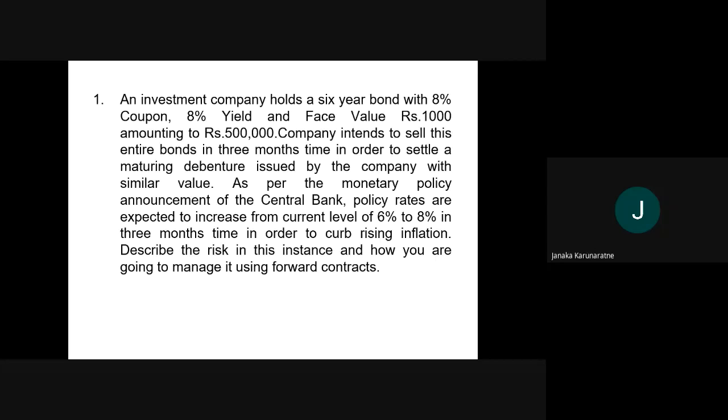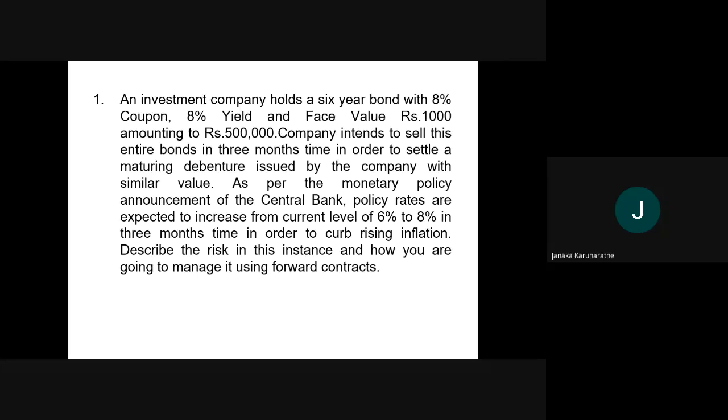So what is the risk in this scenario? Because without identifying the risk, you can't decide what you have to do. Interest rate goes up in time to come. Okay, interest rate goes up, then what would be the situation?